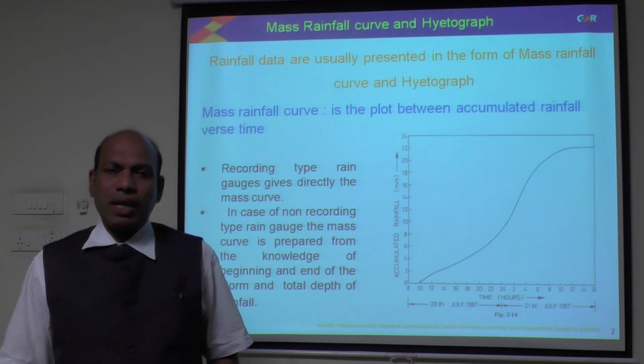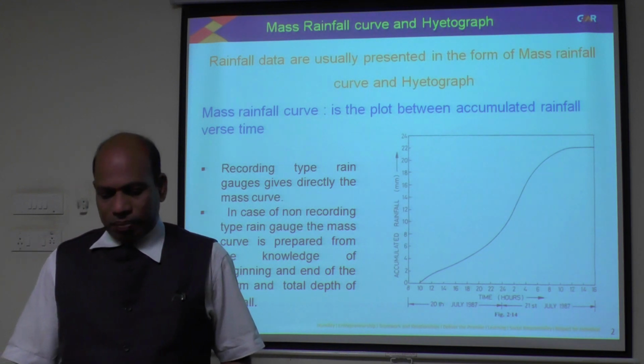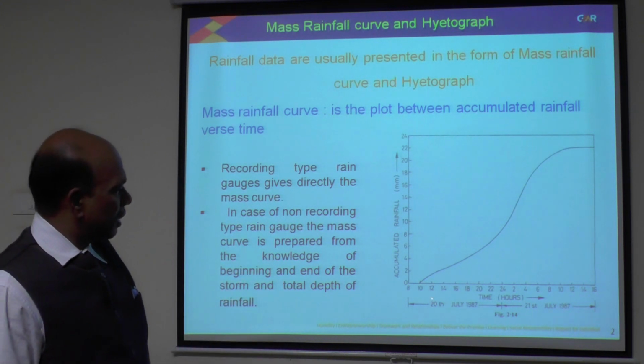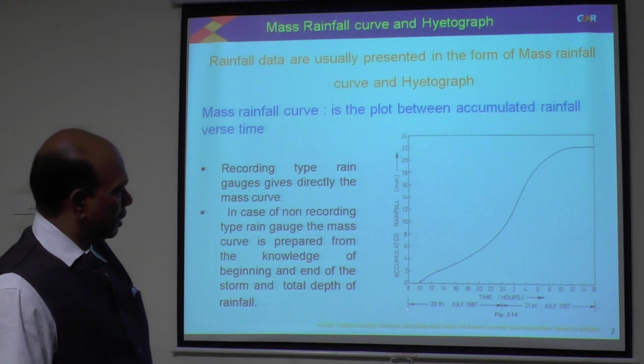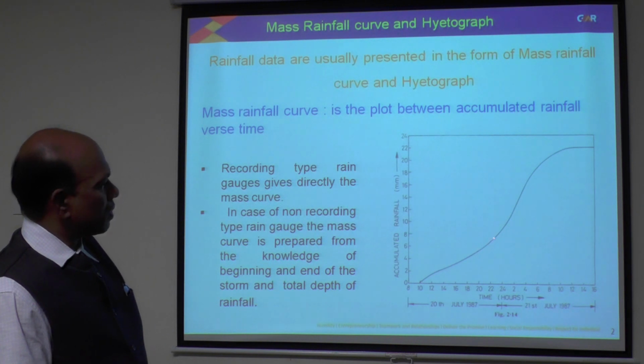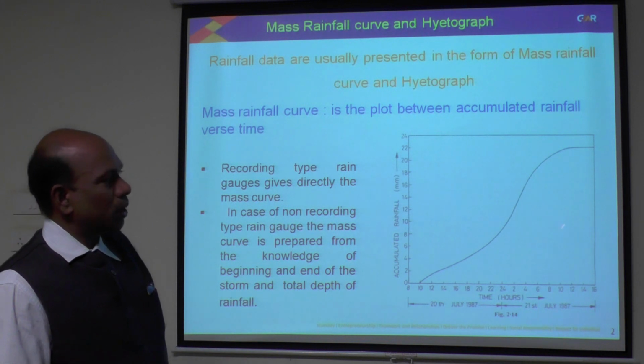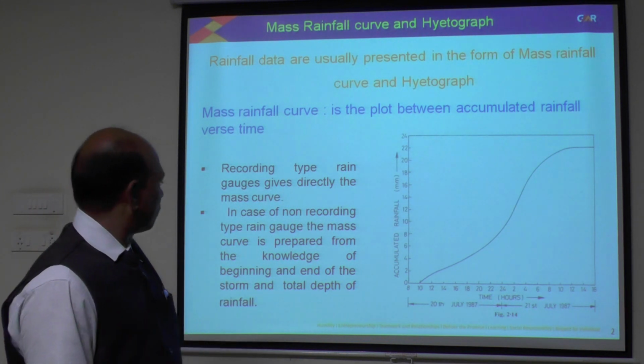What is a mass rainfall curve? A mass rainfall curve is the plot between the accumulated rainfall versus time. Here you see the diagram. This is the time, and this is the accumulated rainfall. Because this is the accumulated rainfall, the rainfall increases with respect to time. This graph is known as the mass rainfall curve.